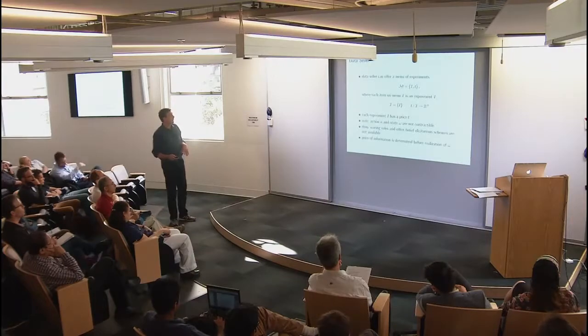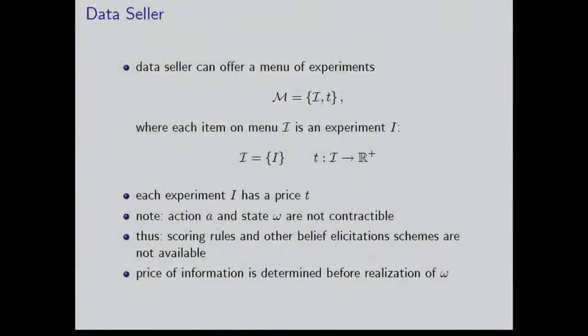And so from the point of view of the data seller, the choices that he is now offering is basically a set of possible experiments. That's a menu. So script I is basically a set of possible information structures or experiments. And a particular experiment is simply capital I. And each one of these experiments is offered at the price T.